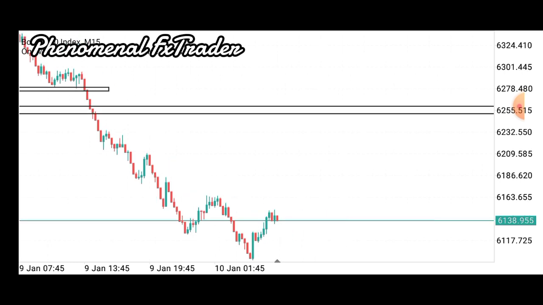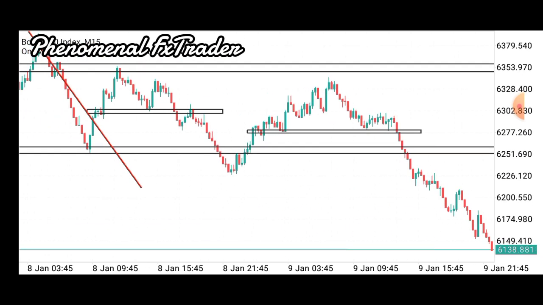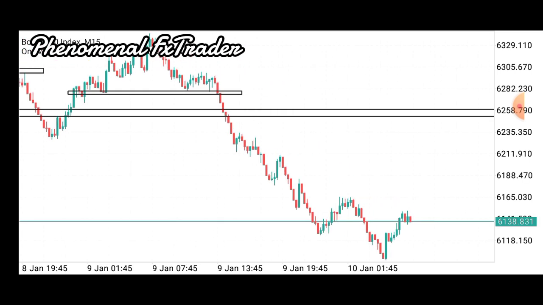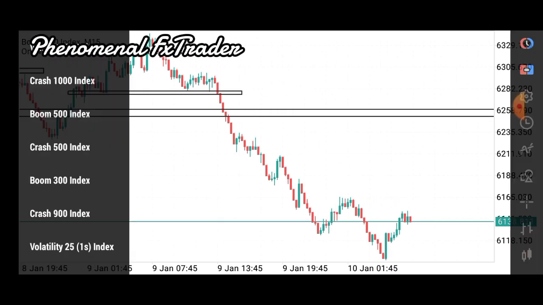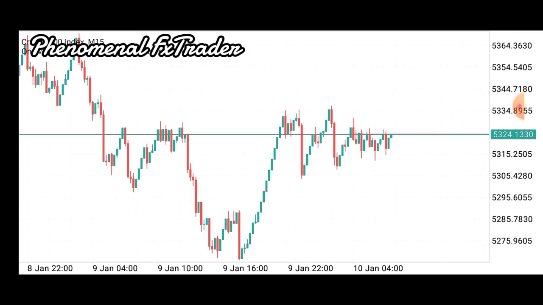Except if you want to trade and hold the trades for a long time, then you wait for these setups to happen on a higher time frame. Then you're going to make some profit. You understand? For example, I think, is it crash 1000 index or crash 500 index? Let me quickly check.